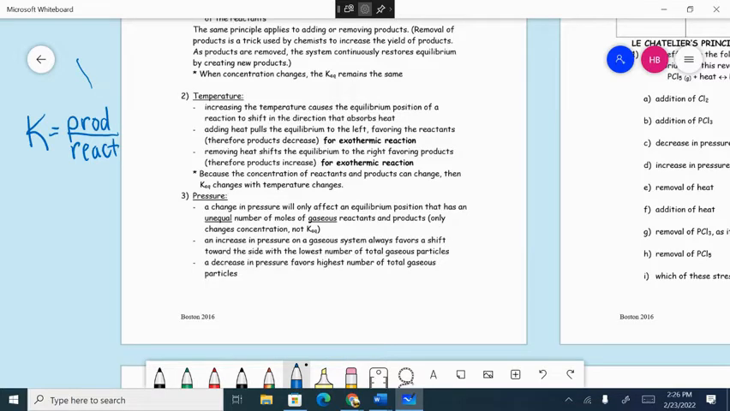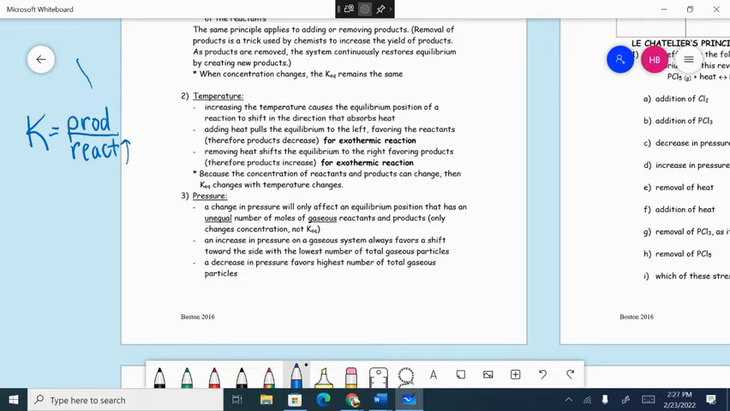Removing heat in an exothermic reaction is like removing a product. So it'll shift towards the products and the concentration of products increases. So K is the one that does change with temperature. In an exothermic reaction, if you increase the temperature, it shifts towards the reactants and makes the concentration of the reactants greater. That makes K decrease.